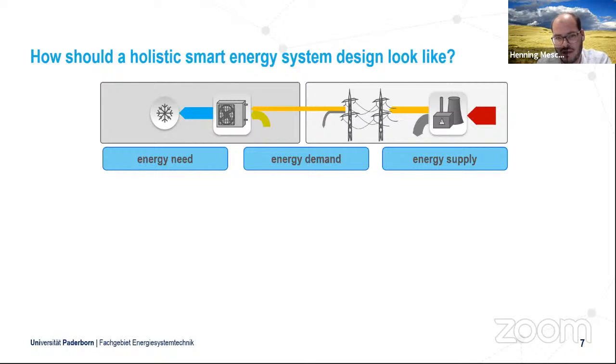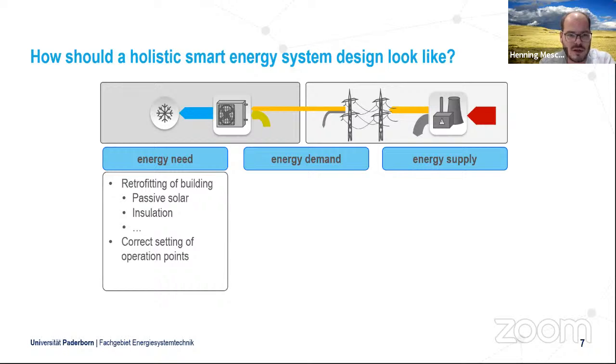We need electricity, and we get this electricity from the grid. And then on the other side of the grid, there should be somewhere energy supply, so power station, power plant, and that's our energy supply system. And now we can work on our energy efficiency on all of these three states. So for example, we can reduce our energy needs. So we can use some insulation, we can retrofit our building, we can set the correct operation points.